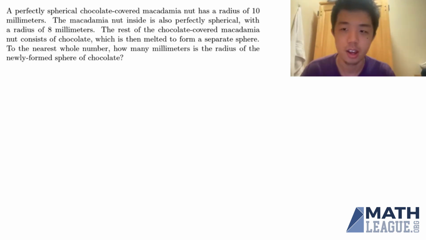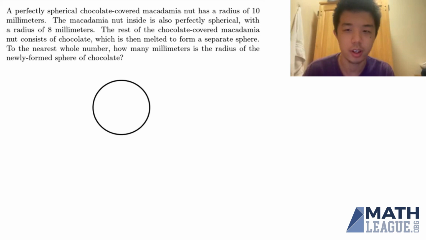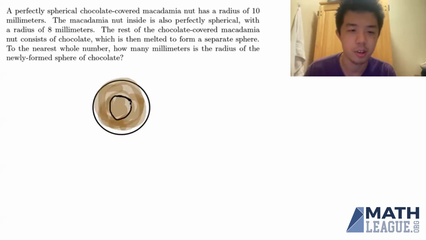of chocolate? And you can sort of think about this problem by drawing your nut, which we can represent with maybe a little circle, and then we have our chocolate that we can fill in. And inside this chocolate, we have this inner macadamia nut, and its radius is going to be 8 millimeters, where this big one's going to have radius 10 millimeters.